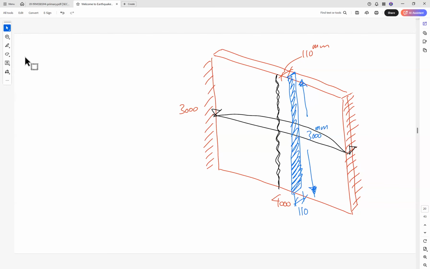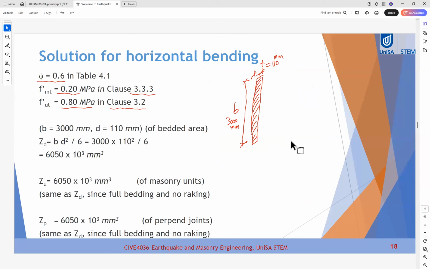So if we return to the calculation, how much is B for the bedded area? 3,000. How much is D for the bedded area, or T? 110.